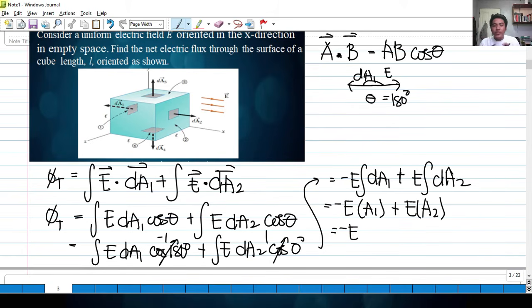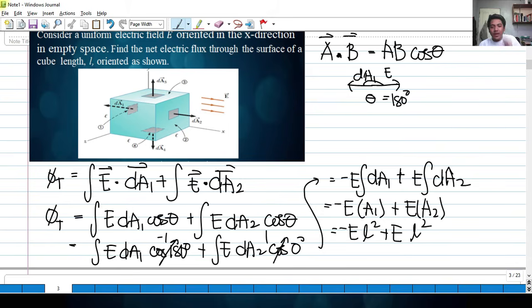Since each side of a cube has the same length, each face of the cube is simply a square. According to the problem, the side of this cube is labeled L. So if L is the side of the square, the area of a square is L squared. So area 1 is L squared. Since this is a cube, they have the same square faces, so we can also say that area 2 is simply L squared also. Because the area of a square is s squared, and in this case we have a length of L.